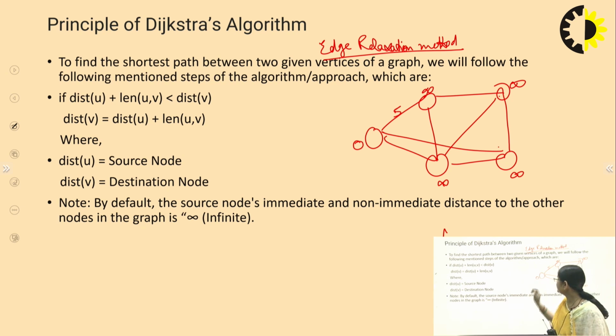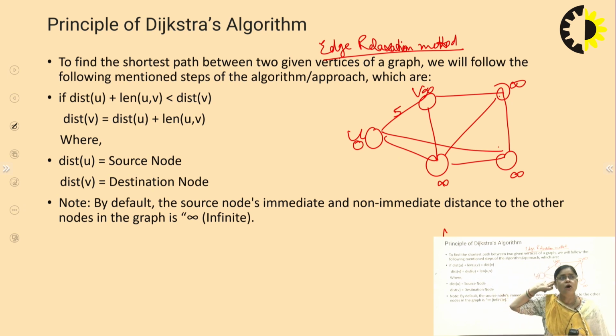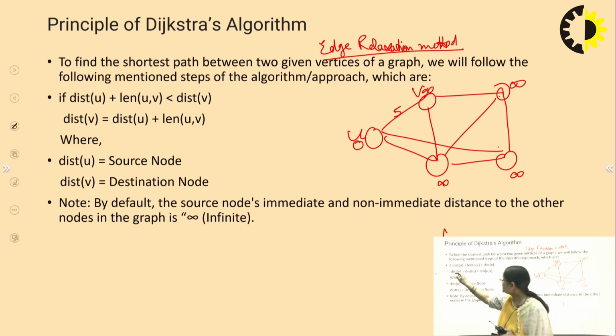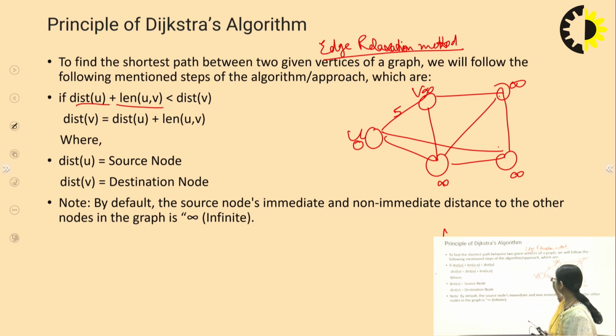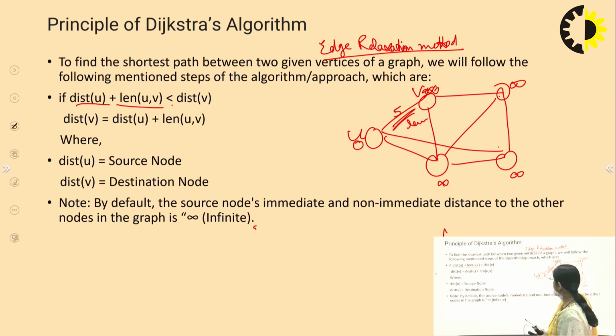We are assuming this as a U vertex, and this one as a V vertex. The next vertex which we are going to visit should be a V vertex. This edge relaxation principle says that if the distance of U plus the length of UV is less than the distance of V, that is infinity, okay? Then what will we do?